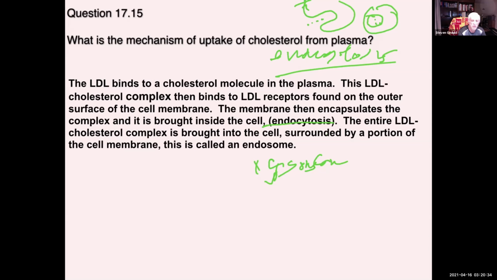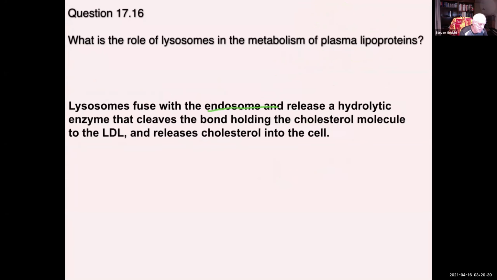Why is my screen not updating? Okay. It cleaves the bond holding the cholesterol molecules to the LDL. Then it releases the cholesterol back into the cell. And the presence of cholesterol in the cell stops the cell from making more cholesterol because it already has some in there.